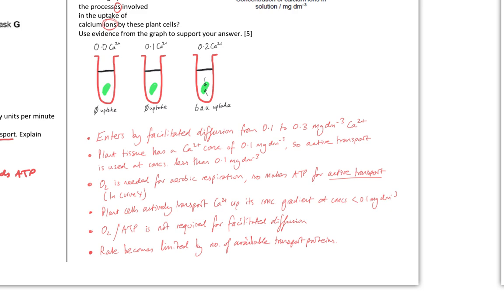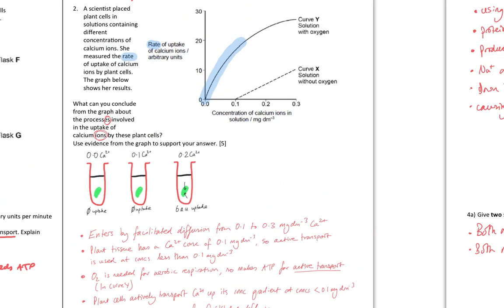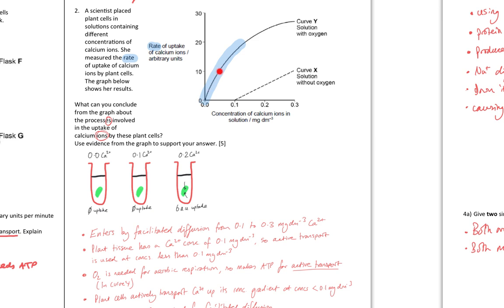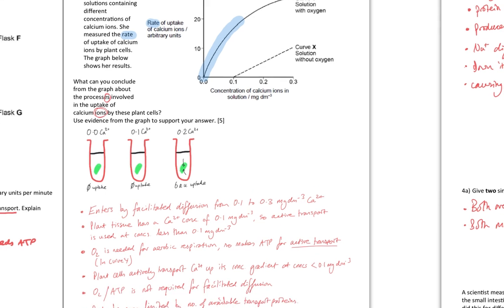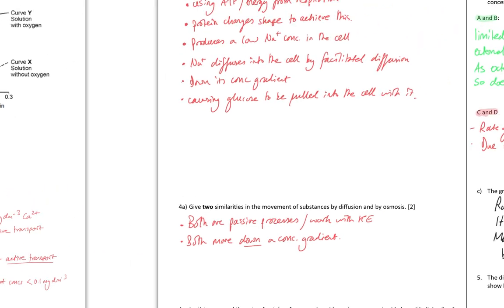Rate becomes limited by the number of available transport proteins. So I can also talk about that, the fact that the curve here is starting to curve over. I've reached the bit where I'm reaching a maximum rate. If I went to 0.4 molar, I'd get no further increase. All the transport proteins would be saturated in the cell membrane. Hard question that. If you're picking up like 3 marks on that, well done.